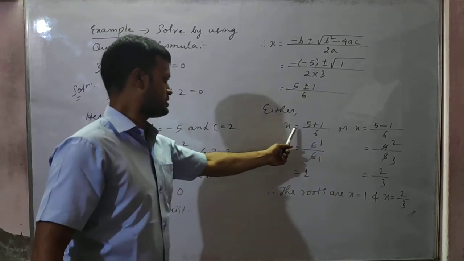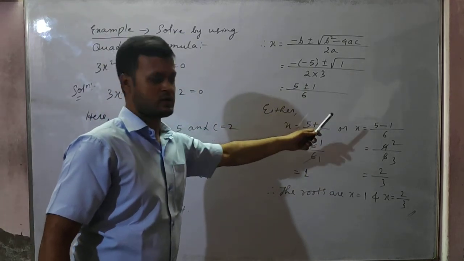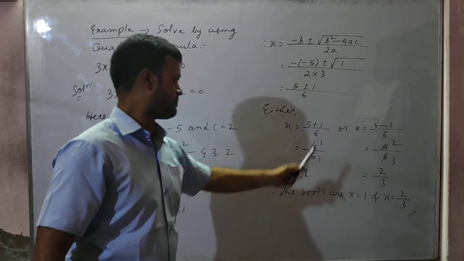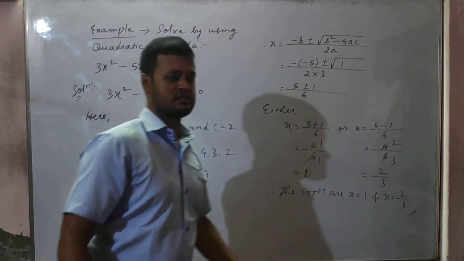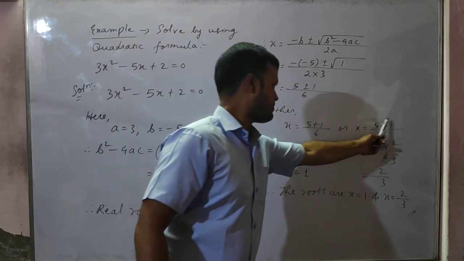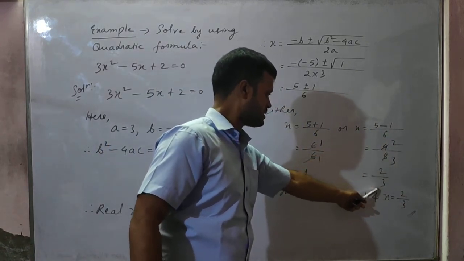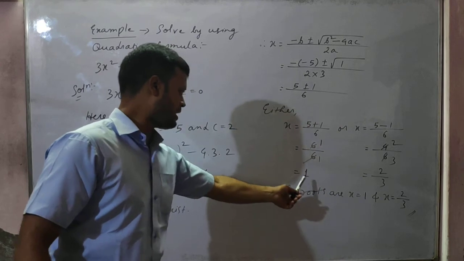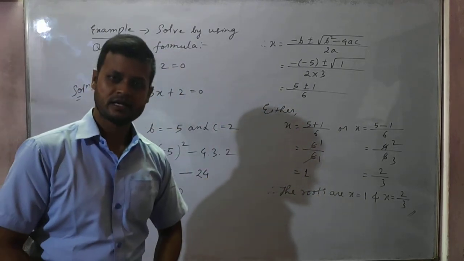So now x is equal to 5 plus 1 by 6 or 5 minus 1 by 6. So 5 plus 1 will become 6, and 6 by 6 is 1. And 5 minus 1 is 4, so 4 by 6 is 2 by 3. Therefore the roots are 1 and 2 by 3. Is it okay?